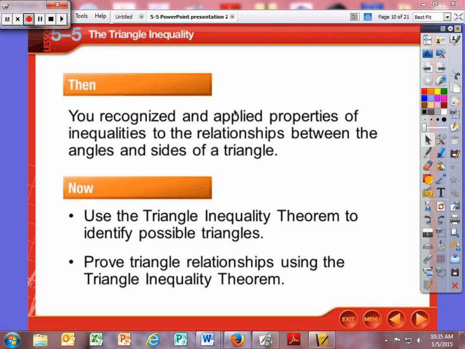Okay, so what we've already done, we've recognized and applied the properties of the inequalities to the relationships between the angles and sides of a triangle. Today we're going to use the triangle inequality theorem, which I'll show you in a minute, to identify possible triangles. So remember, sometimes you cannot put any three sides together and make a triangle. Sometimes it won't be closed, or sometimes the sides will be overlapping. So you have to have specific three side lengths in order for the triangle to actually work out. Okay, and then we'll look again at those relationships using the inequality theorem.